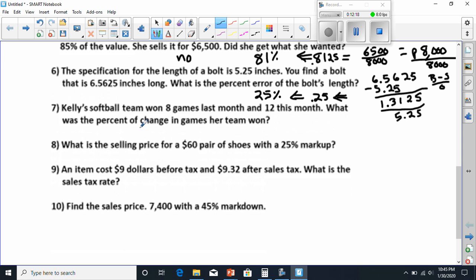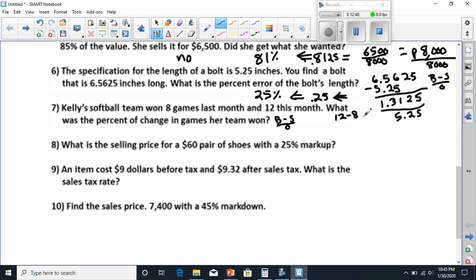All right, number 7, Kelly's softball team won 8 games last month and 12 this month. What is the percent of change? Once again, we've got to use that big number minus small number divided by original, because we have two numbers that are given to us and they want a percent of change. Well, this is pretty easy. The big number is 12, the small number is 8.